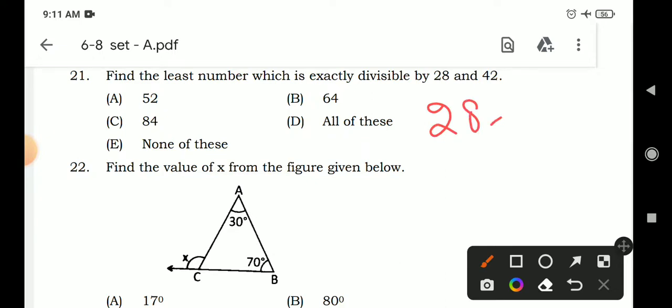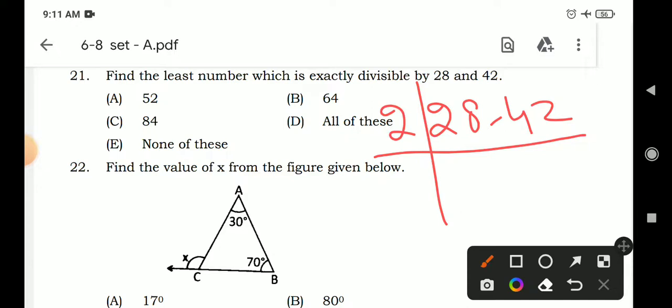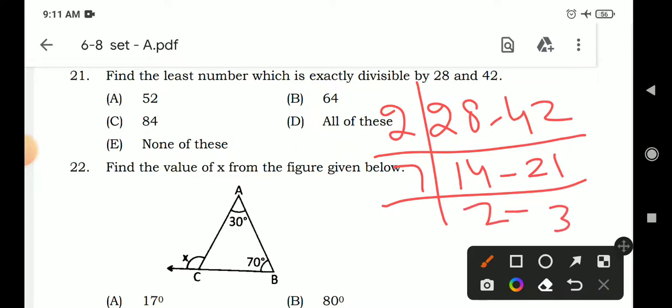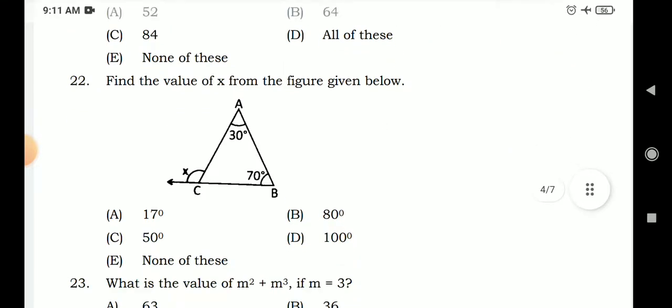28 and 42 LCM. Firstly it will go on the 2 table, 14 and 21 will come, then on the 7 table, 2 and 3 will come. Now multiply all of them: 7 times 2 is 14, 14 times 2 is 28, 28 times 3 is 84. So what will be its correct answer? 84 is its correct answer. Okay dear student, now move to the next question.